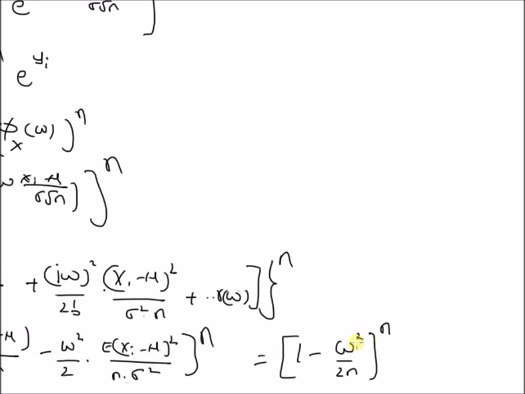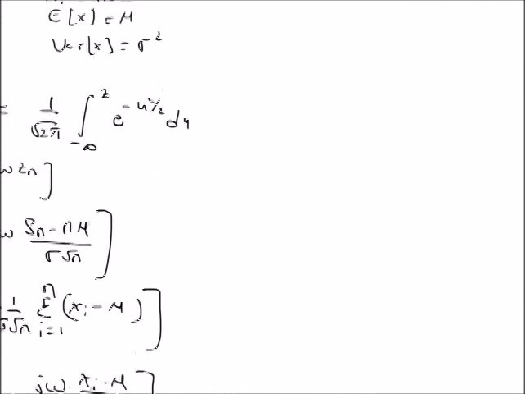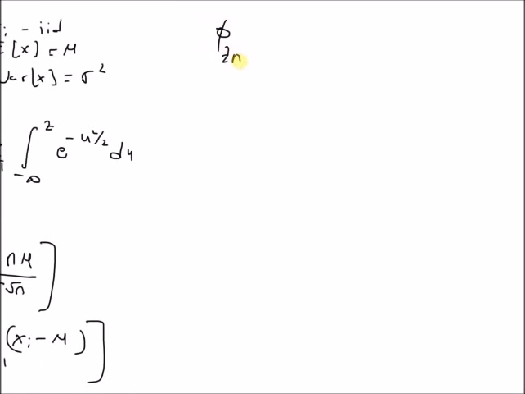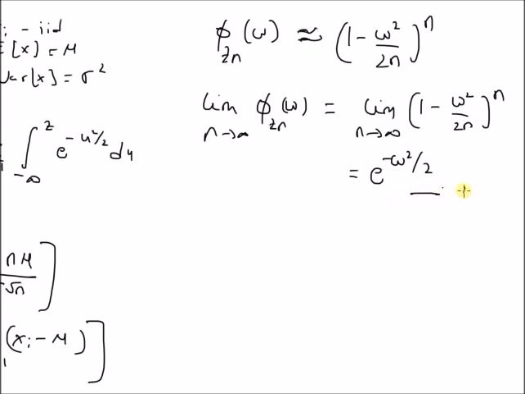So this is the value of the characteristic function of the standardized sum of the n independent values, that is Zn. Therefore, phi Zn of omega is approximately equal to (1 minus omega square divided by 2n) power n. Now we want to calculate the value in the limit as n tends to infinity. This phi Zn of omega is equal to the limit as n tends to infinity of (1 minus omega square divided by 2n) power n, and this is by definition equal to e power minus omega square divided by 2. So let's call this equation 1.